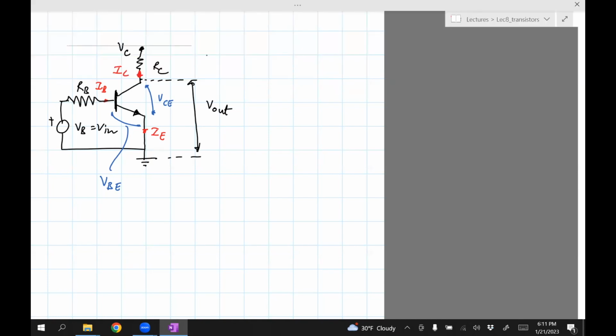Okay, so now let's switch to the modes. Number one, cutoff mode. In cutoff mode, the currents are 0.